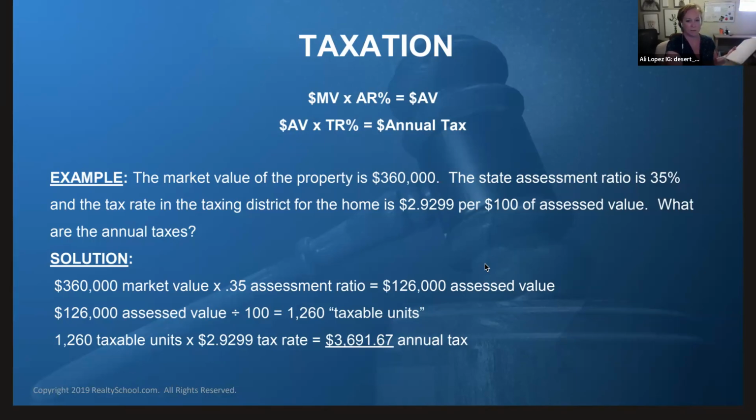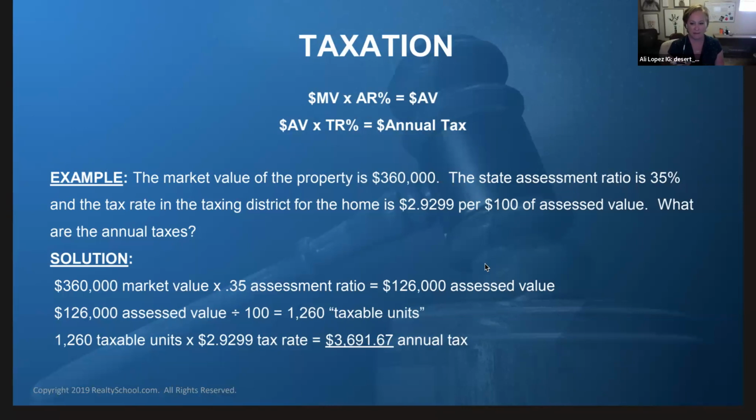The market value of a property is $360,000. The assessment ratio is 35%. So our assessed value is what? And the tax rate in the taxing district for the home is $2.9299 per $100 of assessed value. What are the annual taxes? Okay, so the solution down here shows us that 35% of $360,000 is $126,000.